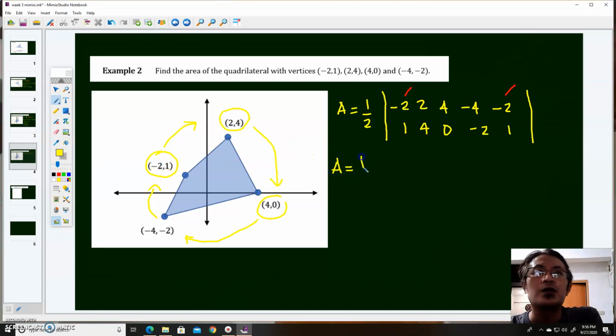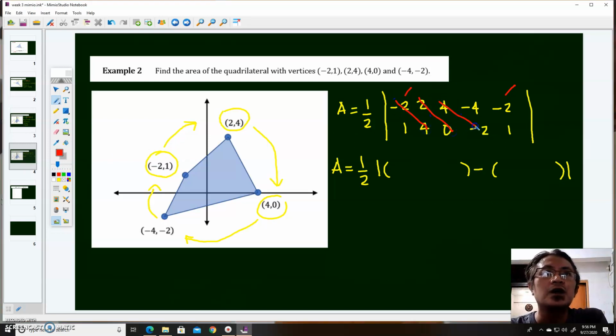So area equals 1/2. Now this time it's an absolute value, not the matrix symbol. So you know we have two groups here. There. And then the first group would be the sum of the products of these pairs I'm marking. Let's write the pairs. -2 times 4 is -8. 2 times 0 is 0. 4 times -2 is -8. And the -4 times 1 is -4.